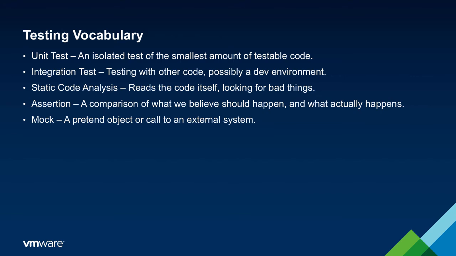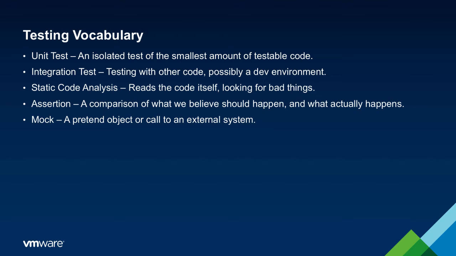If you're brand new to this idea of testing your code, this vocabulary helped me out when I was first starting, so hopefully this will help you out as well. So first of all, we have unit test, an isolated test of the smallest amount of testable code. Now, the smallest amount of testable code could be as simple as a function, could be smaller, but generally, a function or a method is a testable unit. Some people go bigger, some people go smaller. So really, it ends up being on you what you define a unit is.